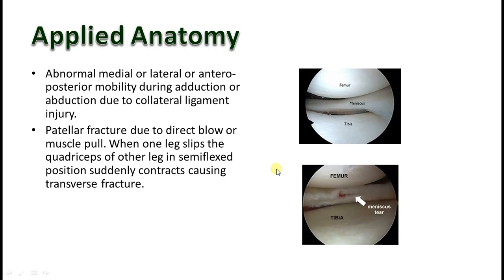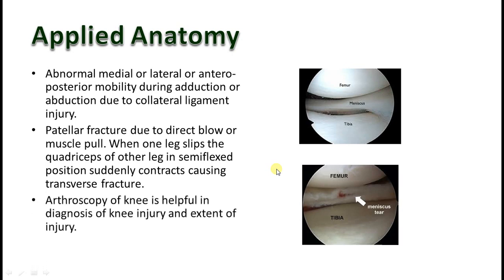So sudden extension pulls the quadriceps tendon and the patella fractures transversely with an upper segment and a lower segment. The lower fractured segment will be small and the upper segment will be large. And the patella, what happens is it does not fuse because there is no periosteum for it to fuse. Okay.